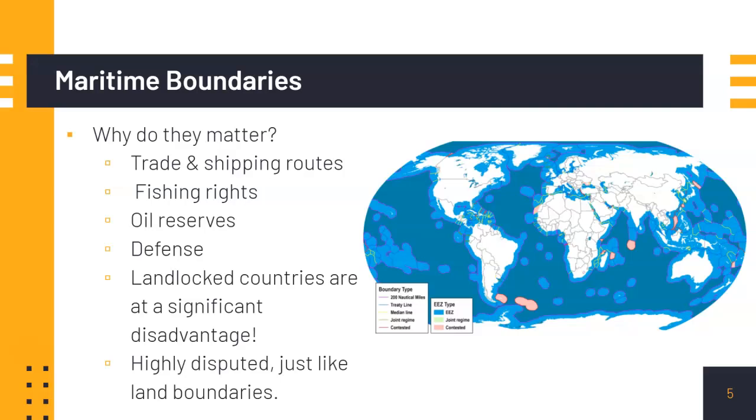Oil reserves found beneath the ocean floor also make maritime boundaries crucial. Many countries depend on offshore oil and gas reserves for energy and economic development. Control over maritime zones allows countries to tap into these resources, which can be a significant source of revenue. Disputes over boundaries in regions rich in natural resources can lead to conflicts as countries seek to claim their share of these valuable reserves.